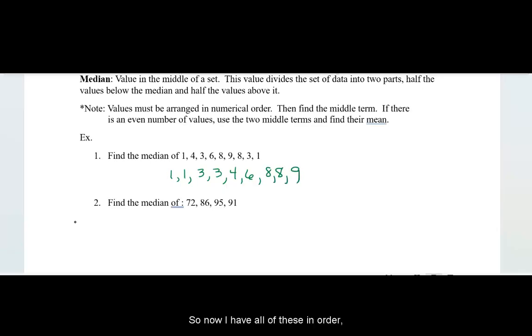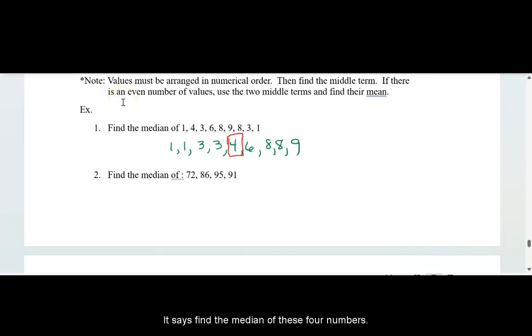So now I have all of these in order, and we have 1, 2, 3, 4, 5, 6, 7, 8, 9 numbers. What number is in the exact middle of this data set? That would be this number right here, the number 4. Because now notice you have 4 numbers to the left of 4, 4 numbers to the right of 4. So now this number splits the data into 2 equal halves. So 50% are below, 50% are above.